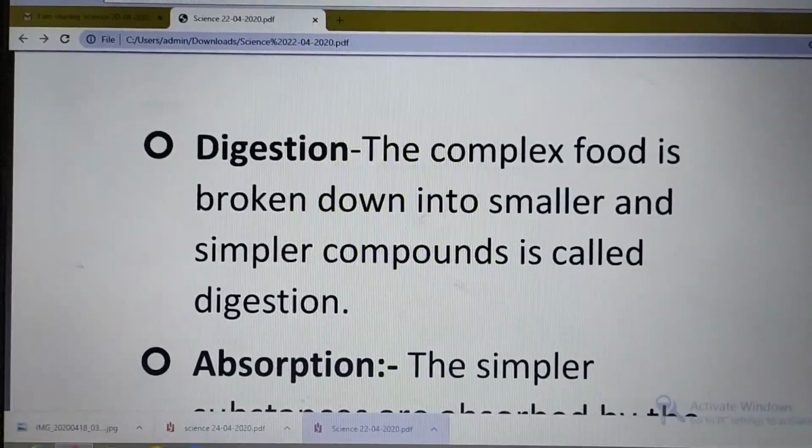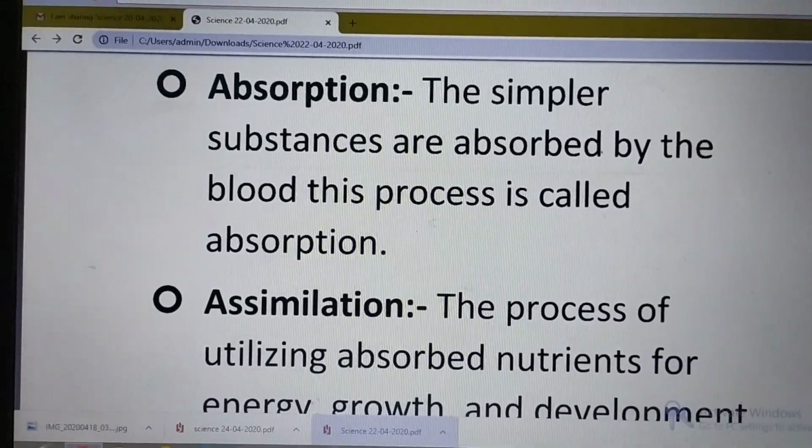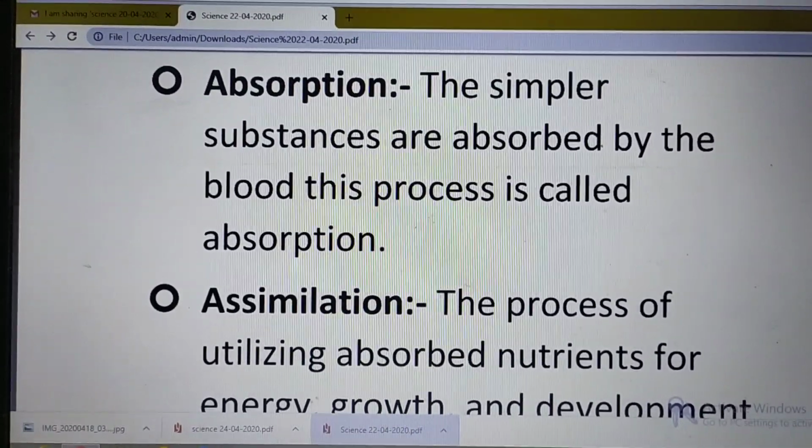Third comes absorption. How the food that we have eaten is absorbed into the blood. That is called absorption.